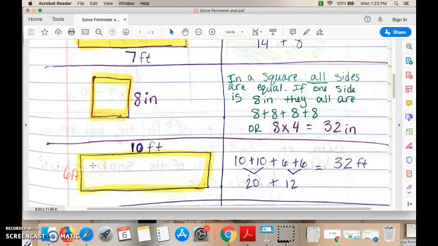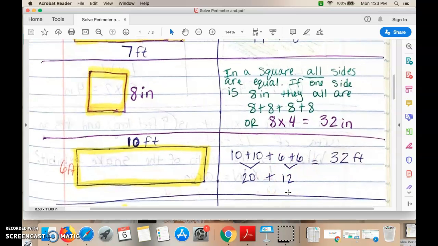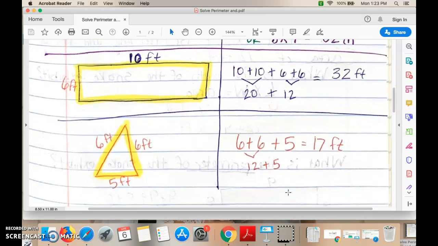Another rectangle. Again, I only have two numbers, this top number and this side number. We know that this is a rectangle, so if the top side is 10 feet, the bottom side has to be 10 feet. And if the left side is 6 feet, the other side is going to be 6 feet as well. So I can add those all up: 10 plus 10 plus 6 plus 6, and I would get 32 feet. So my perimeter is 32 feet.